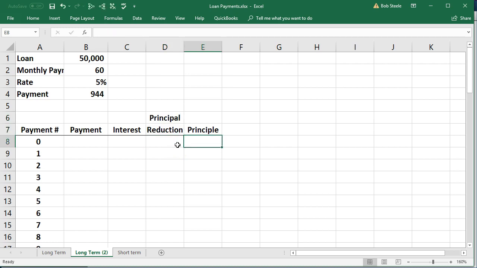So I'm going to start off with the loan balance. The loan balance is going to be, at time 0, 50,000. The payments are always going to be equal to, and I'm doing a little bit of Excel here, so equal to the 944. You could do this by hand too, but Excel would be much easier. Okay, and then we're going to calculate the interest.